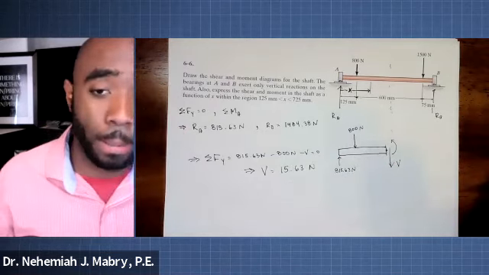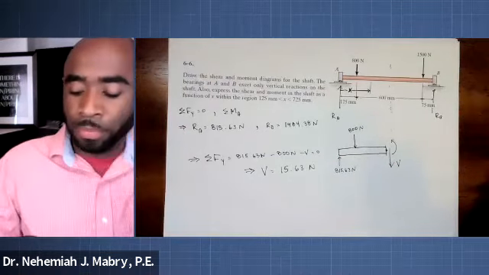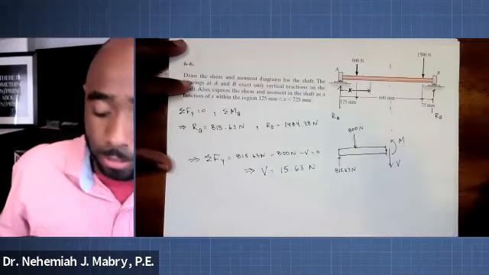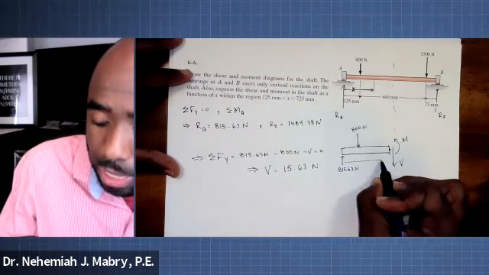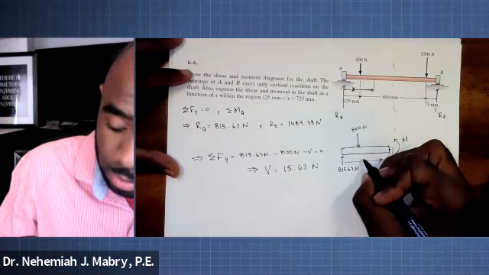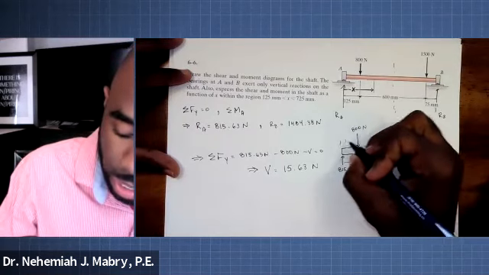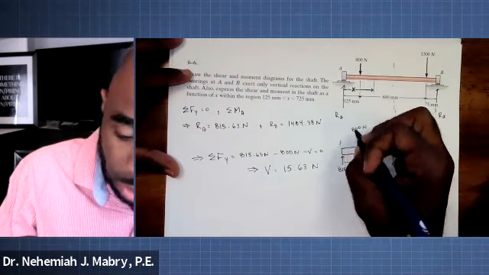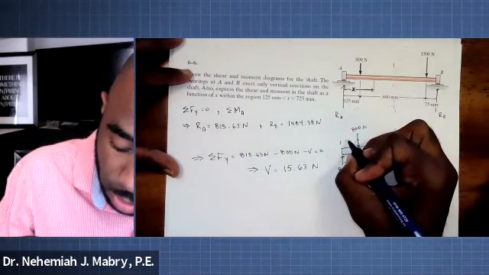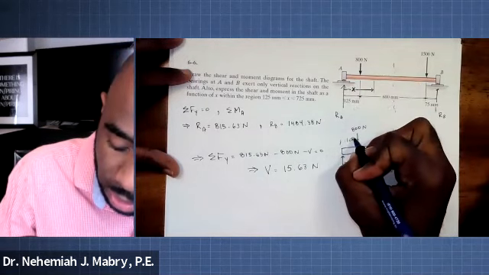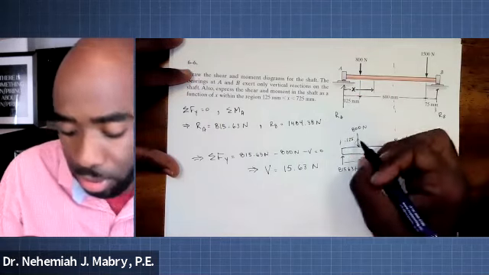That's pretty simple, right? Let's see if we can do the same thing for the moment. Now keep in mind that X is going this way, and that this distance right here is, in terms of meters, we're going to say 0.125 meters.